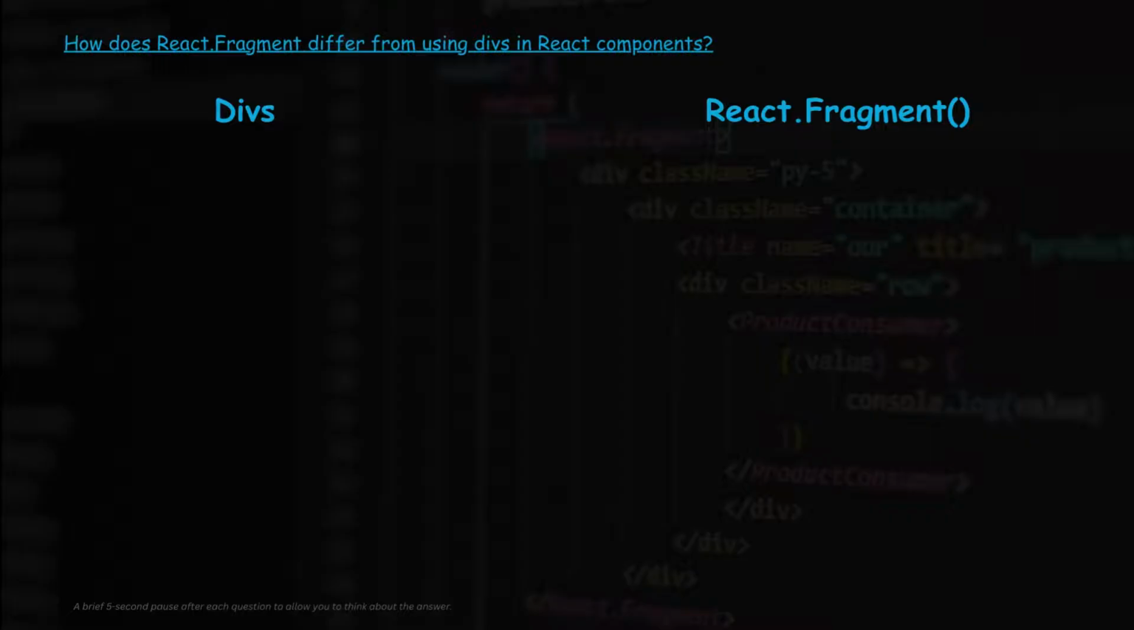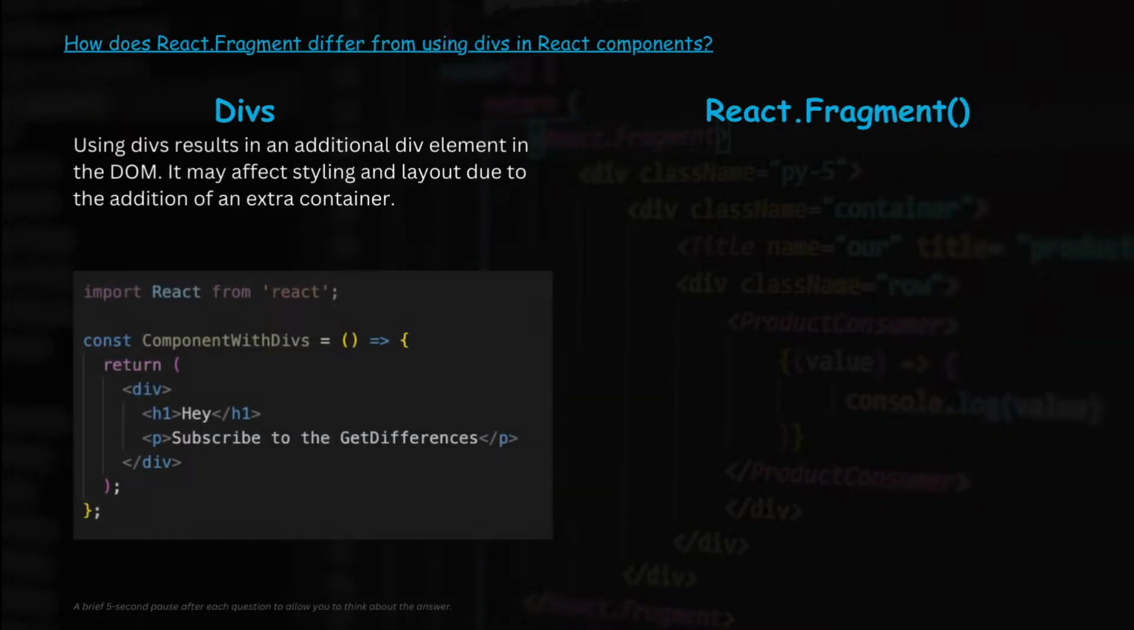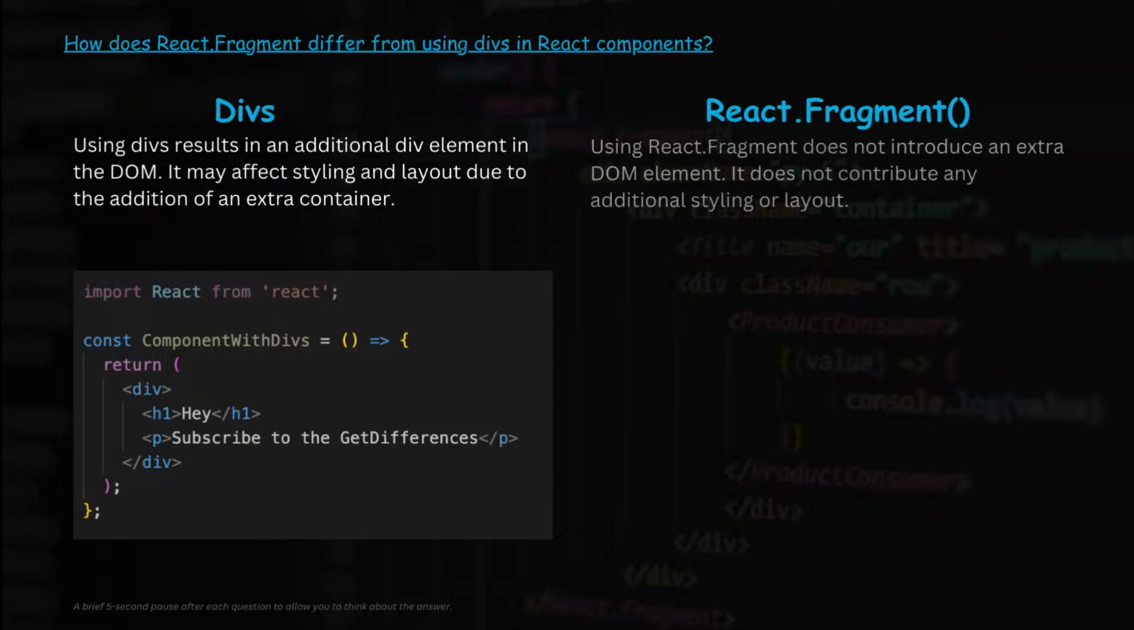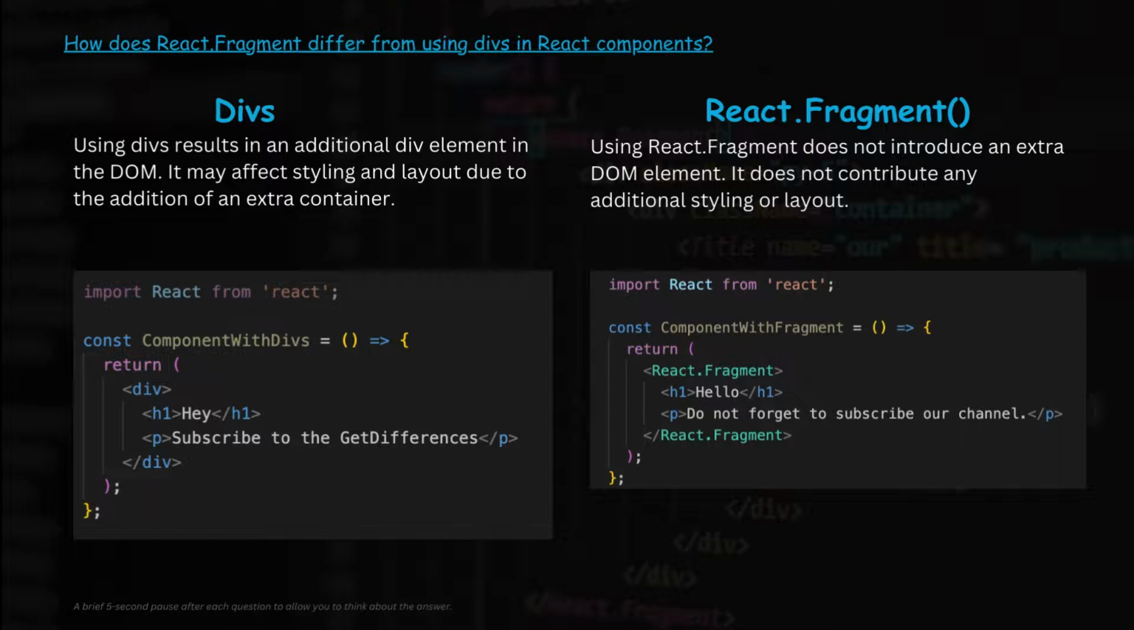Question 18. How does React.Fragment differ from using divs in React components? Using divs results in an additional div element in the DOM. It may affect styling and layout due to the addition of an extra container. While using React.Fragment does not introduce an extra DOM element. It does not contribute any additional styling or layout.